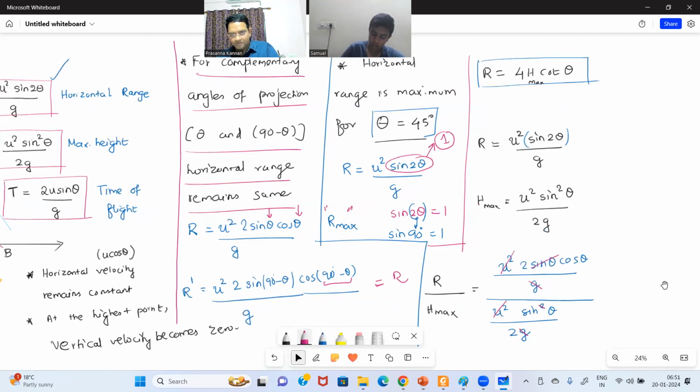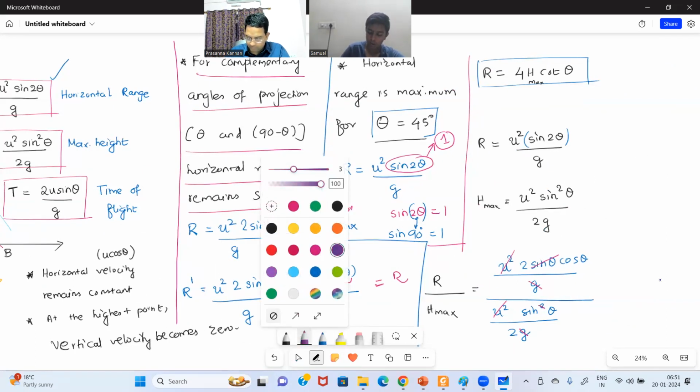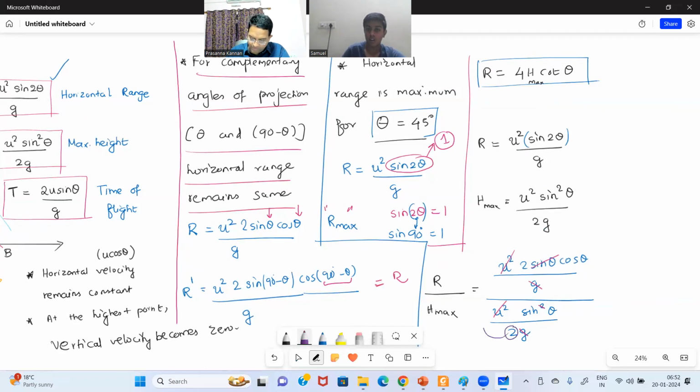2 cos theta by sin theta by 2. So this 2 in the denominator of the denominator goes to the numerator, right? Yeah. So what does it become? 2 into 2? 4. 4 cos theta by sin theta, that is cot theta. Cot theta.